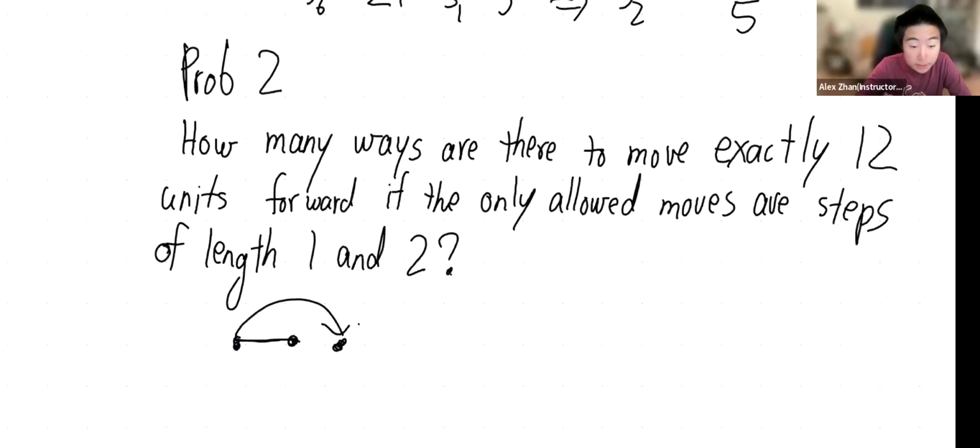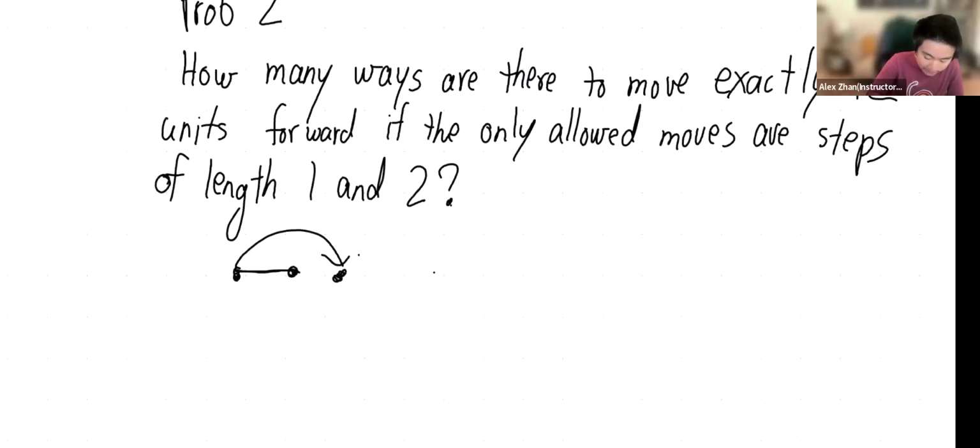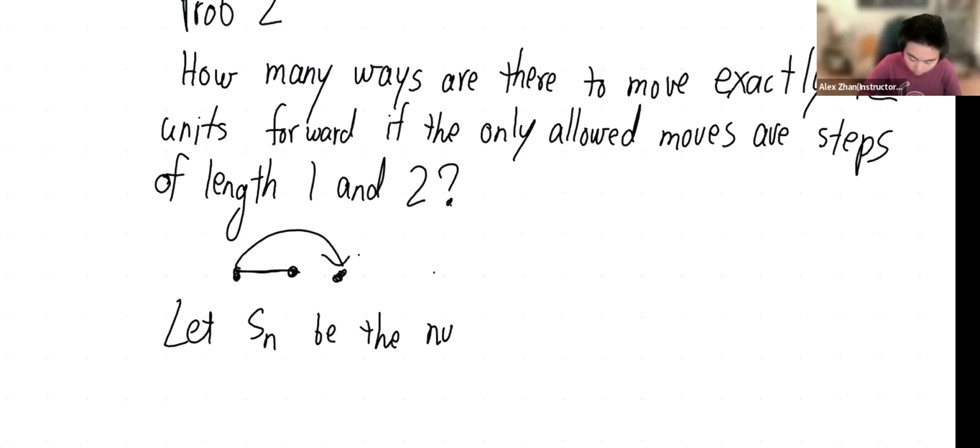Kyle said, yes, the answer is Fibonacci, but I would like you to also explain where the Fibonacci came from. Do you know, or have you just heard that it's Fibonacci? Okay, yes, you know, then I'll also explain how to do this one. So why don't we first define some variable Sn? Let Sn be the number of ways to move forward exactly n units.